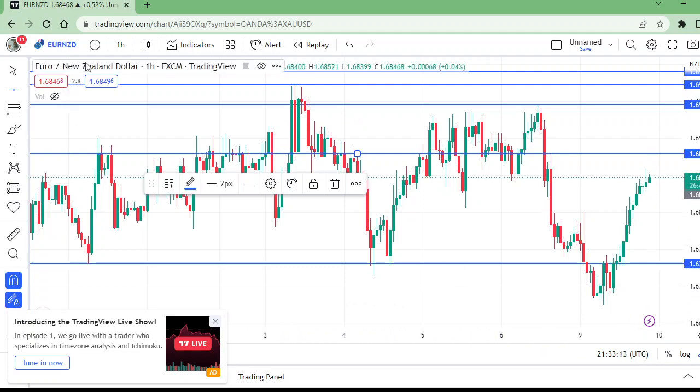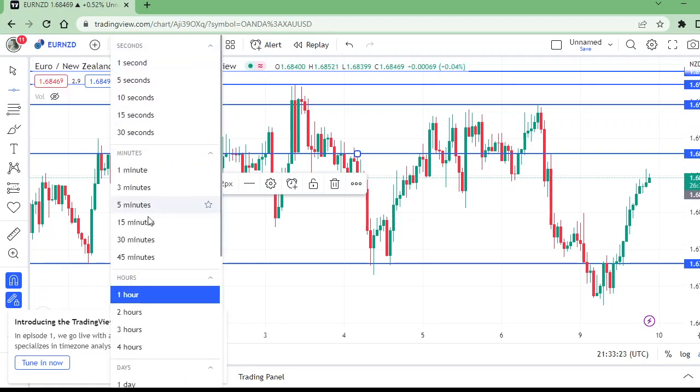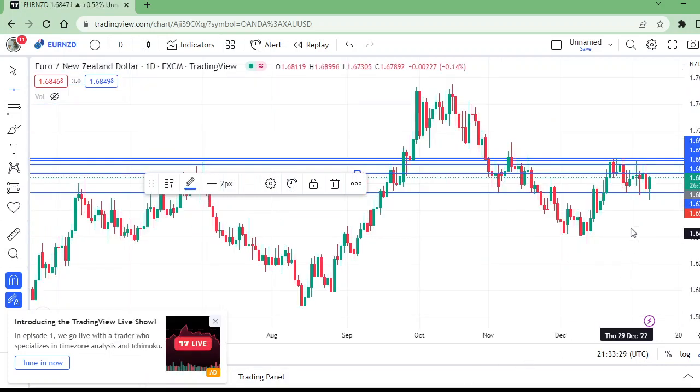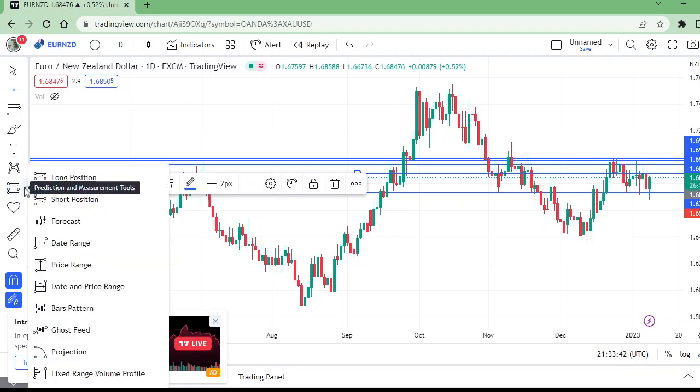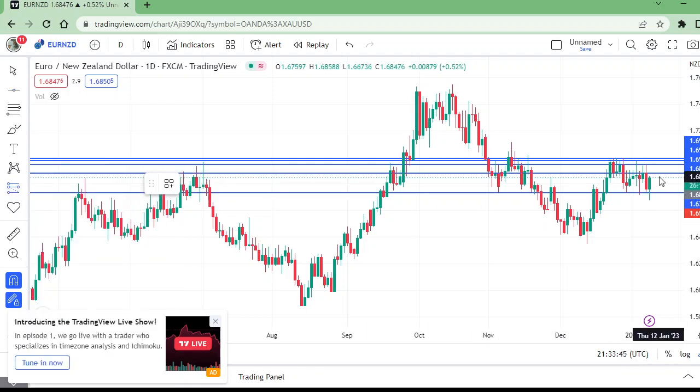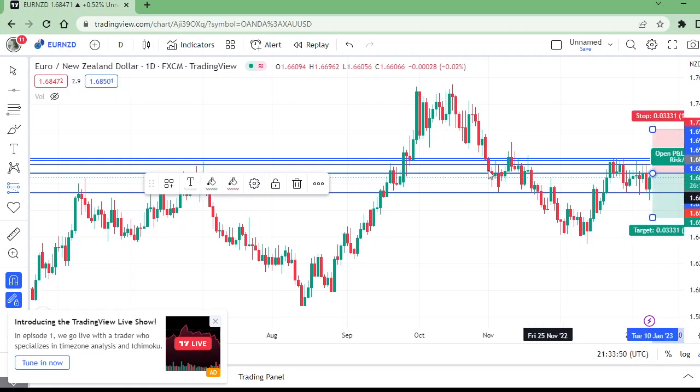Now let us move again. I opened this to find the best selling opportunity. Now let us move to the 4-hour or daily time frame. Now here, this is the selling. Let me put the short position from here. This is the short position.